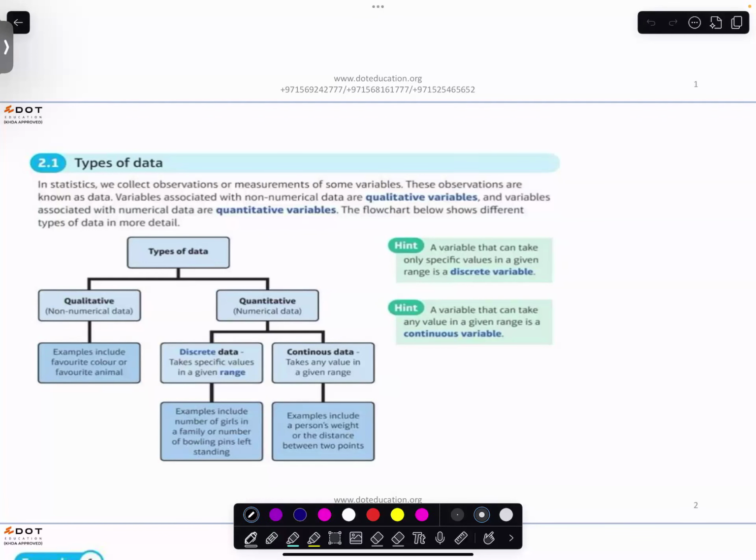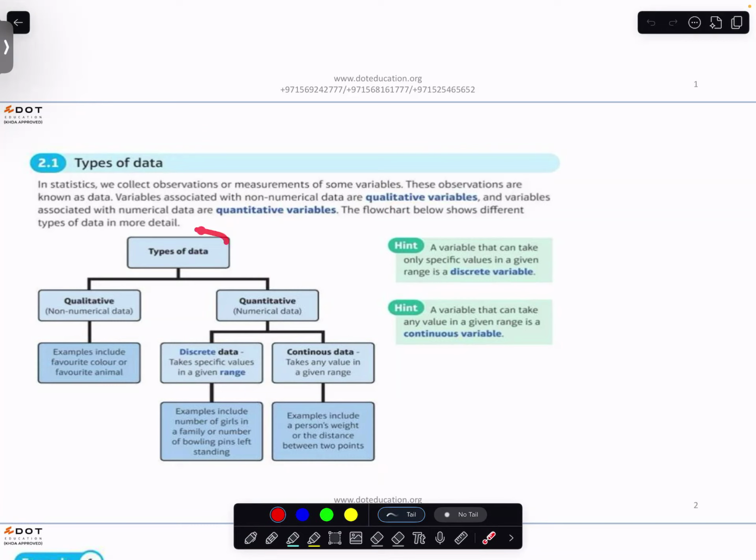Hi everyone, we are doing chapter 2 of Edexcel AS statistics, which is types of data. So, when we are doing statistics, we are finding the most repeated observation or the mean of any observation or the averages of observation. So, it is concerned with variables, and the variables can be non numerical, or I would say the variables could be a qualitative variable, or your variables could be associated with numbers, or we could say it could be a quantitative variable.